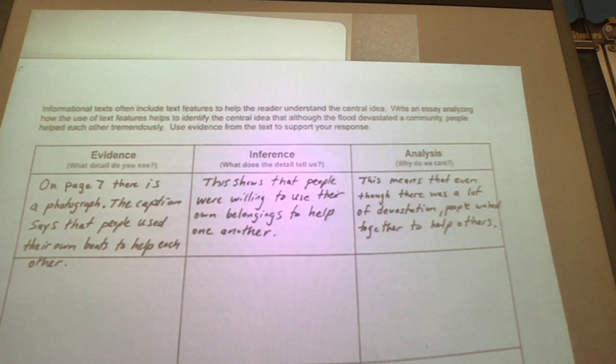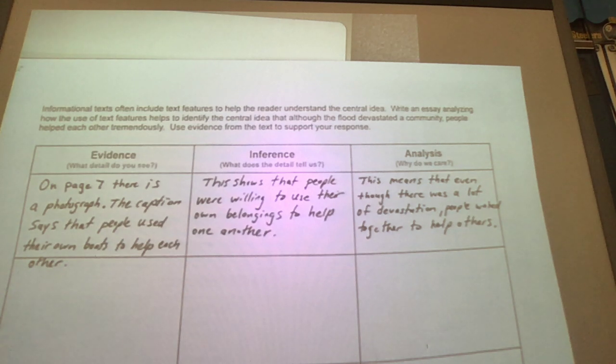Our last column is the analysis column. Why do we care? This is where we're going to start our sentence off by saying this means. This means that even though there was a lot of devastation, people worked together to help others.